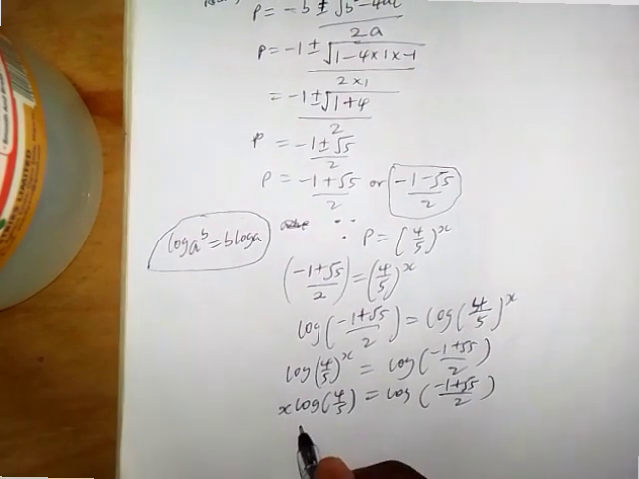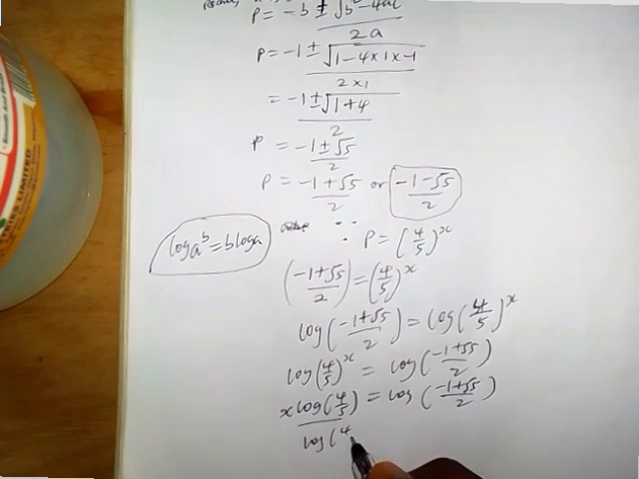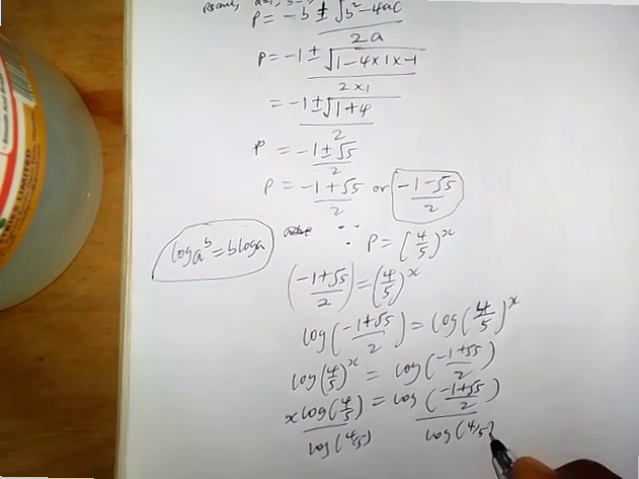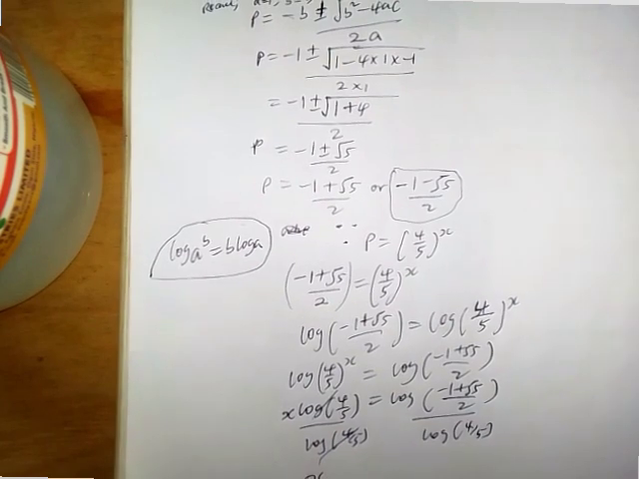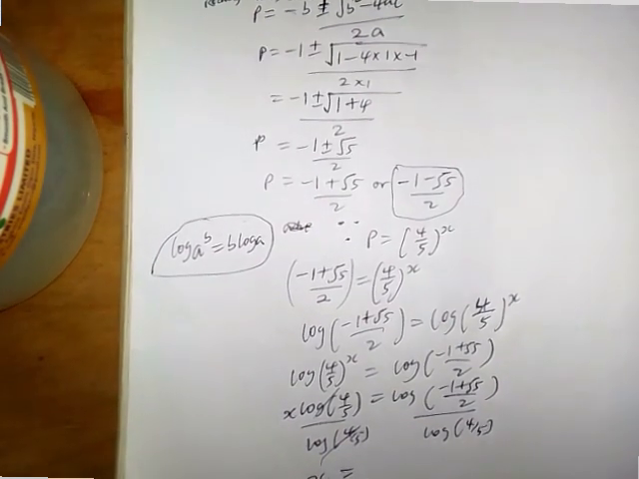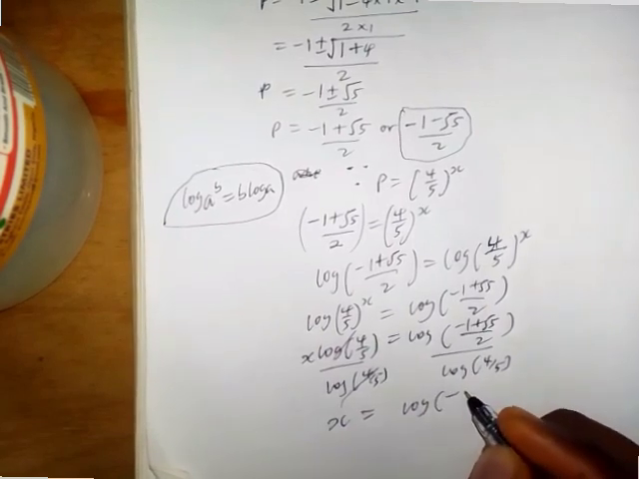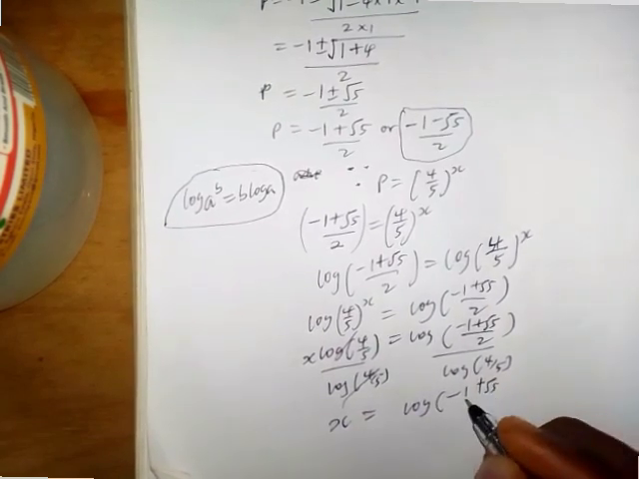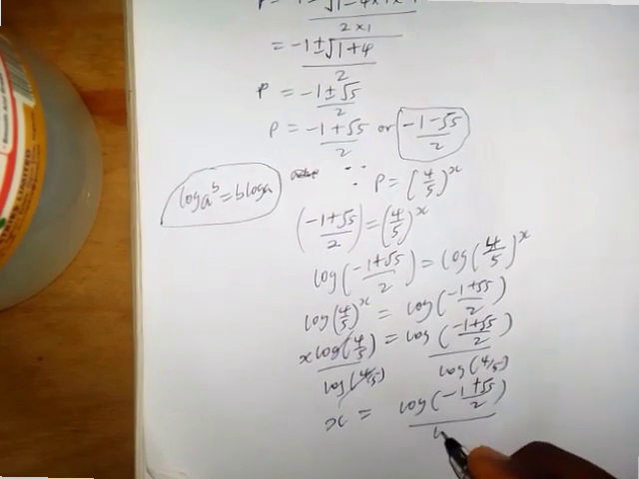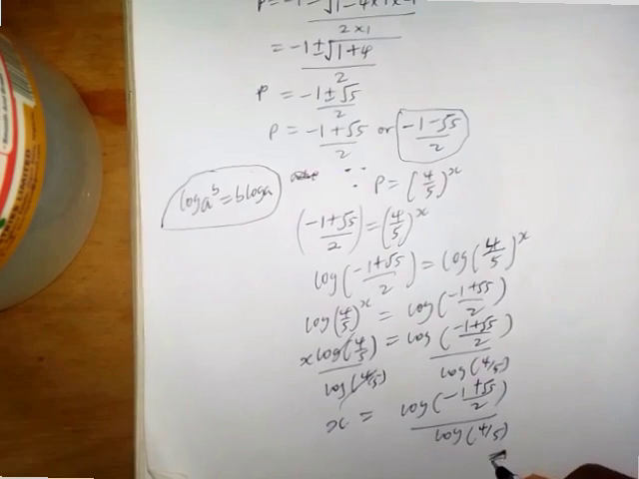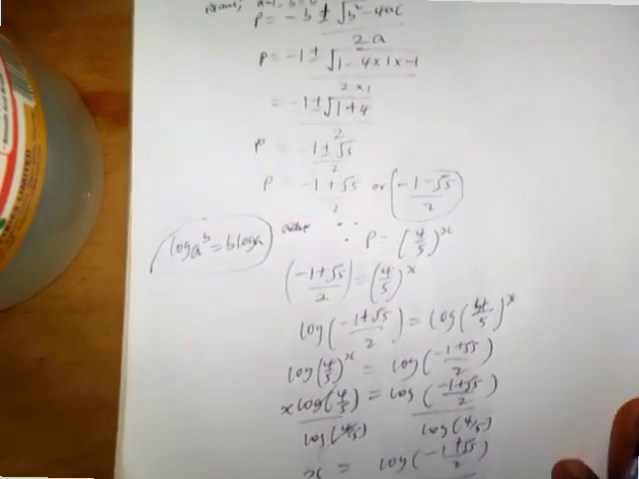When we divide through by log 4 over 5, we have x on the left. x equals log of minus 1 plus root 5 over 2, everything over log of 4 over 5. So that is the solution that is required. That's it. Thanks for watching.